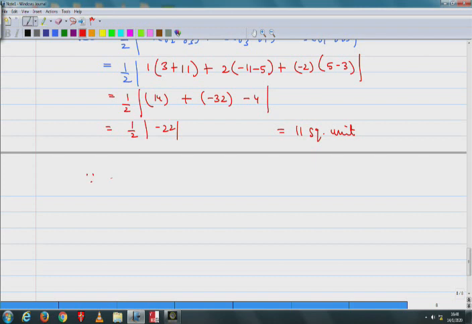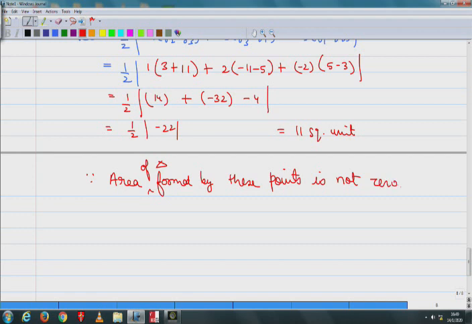So we will write in the last, since area formed by these points is not 0. Area of triangle formed by these points is not 0. Therefore, they are not collinear. If your area comes out to be 0, then you can write that they are collinear. I hope this is clear so far.